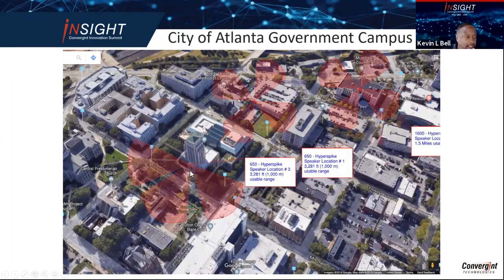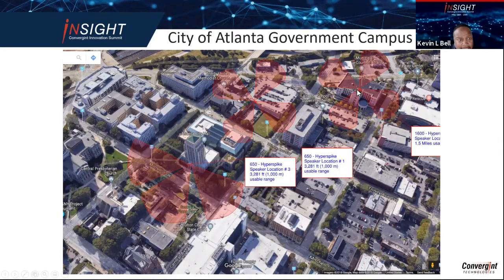We have that small 650 in front of City Hall, but this is the Capitol. That 650 goes 1.5 miles. It's actually covering this entire area with clear voice intelligibility. This is the Fulton County campus. This is the government parking deck, where we have a 650 covering this area. And then this is municipal court. We have it on top of the municipal court spire.